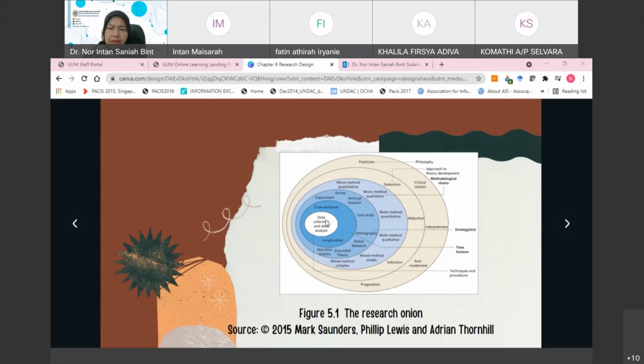The most important things are the techniques and the procedures. For your group assignments later, they are more on your techniques and procedures in completing your research, insyaAllah. Some of the terms may be things you have never heard, quite rare or new for you. Don't worry, this is always new.